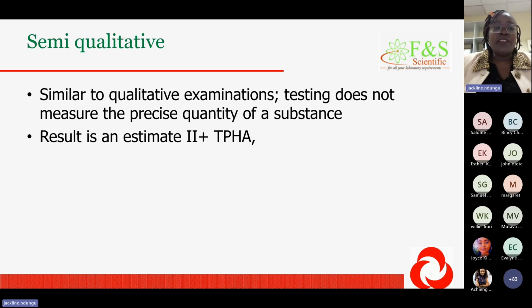Semi-quantitative, I talked about TPHA. They're actually similar to qualitative. It's only that after you have reported, you have an estimated figure. I've given an example there by saying 2 plus, 3 plus. When I think of TPHA, I'll also think of VDRL. That one you'll also quantify. Once it's positive, you need to quantify. How is the reaction? You're just trying to tell the doctor, as much as this is positive, it looks like the concentration is high, or the concentration is low. So that is why we say 1 plus, 2 plus, 3 plus, they need to know the concentration of the infection.